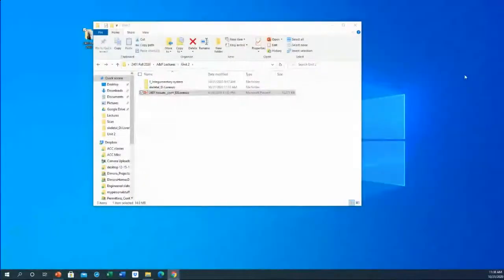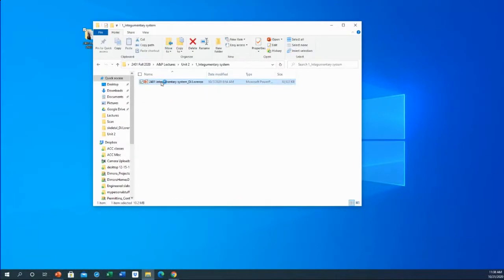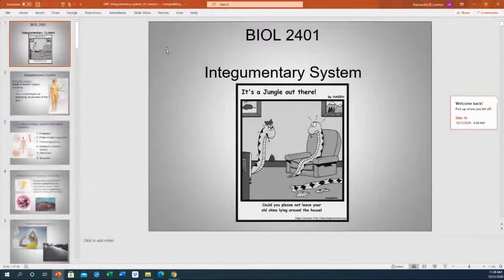All right, now, what time is it? 11:38. Let's go on to the integumentary system, okay, briefly.